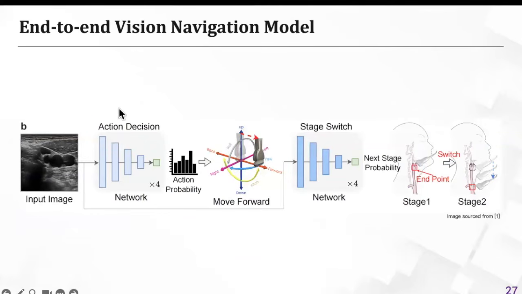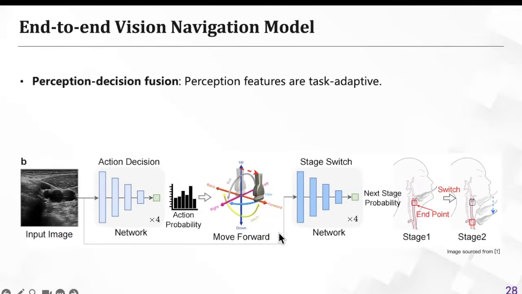Based on the data set, we build an end-to-end vision navigation model, which takes the current ultrasound image as input and directly outputs the discrete probe movement to find the artery. This combines with the stage switch model that identifies the current anatomical target, which means if the model finds the target structure already exists in the ultrasound image, then the model will know this scanning subtask is finished and it will switch to the next state.